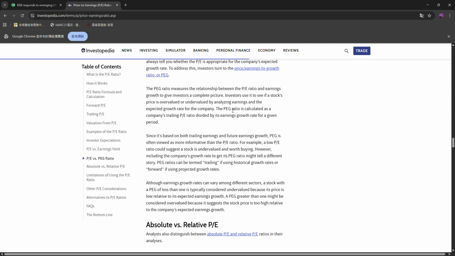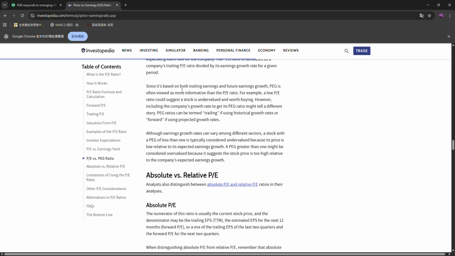The PEG ratio is calculated as the company's trailing PE ratio divided by its earnings growth rate for a given period. Since it's based on both trailing earnings and future earnings growth, PEG is often viewed as more informative than the PE ratio. For example, a low PE ratio could suggest a stock is undervalued and worth buying. However, including the company's growth rate to get its PEG ratio might tell a different story. A PEG ratio can be termed trailing if using historical growth rates, or forward if using projected growth rates.